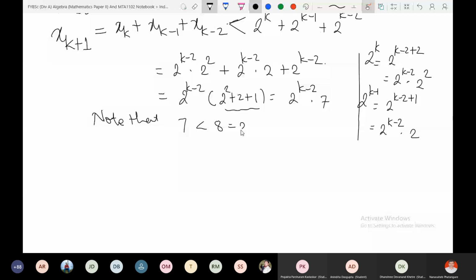So very good. Therefore, we started with xk plus 1 and we reached this step, 2 raised to k minus 2 into 7. We reached this step, but 2 raised to k minus 2 as it is, and I am going to replace 7 by 2 raised to 3, and this as it is, 2 raised to k minus 2.